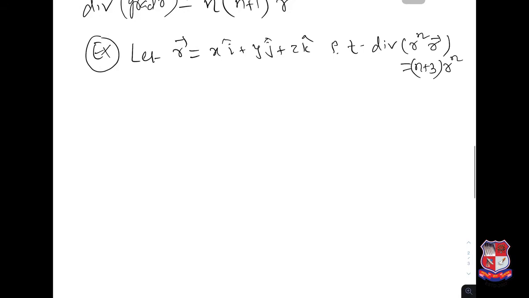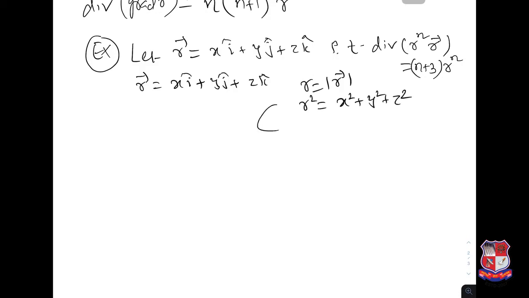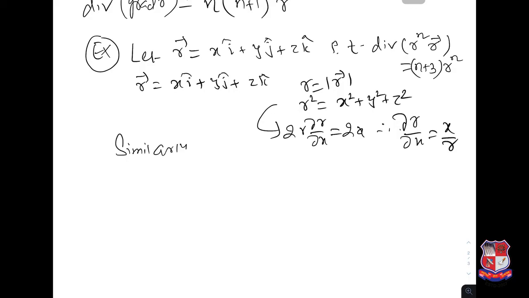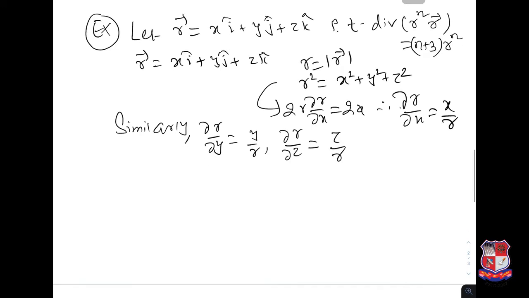So again vector r is xi plus yj plus zk, then r is magnitude r, and so r square equal to x square plus y square plus z square, and here we can have 2r delta r by delta x is 2x, and therefore delta r by delta x is equal to x by r, and similarly delta r by delta y is y by r, delta r by delta z is z by r.